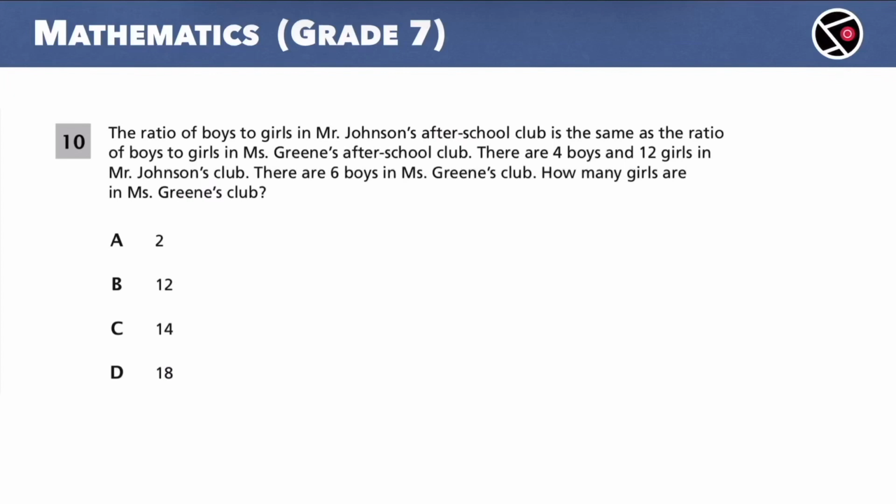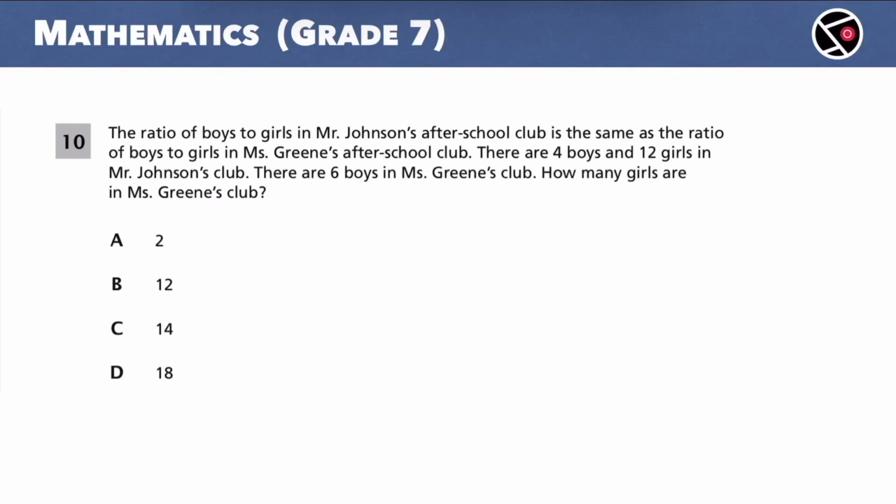Problem number 10. The ratio of boys to girls in Mr. Johnson's after-school club is the same as the ratio of boys to girls in Miss Green's after-school club. There are 4 boys and 12 girls in Mr. Johnson's club. There are 6 boys in Miss Green's club. How many girls are in Miss Green's club?